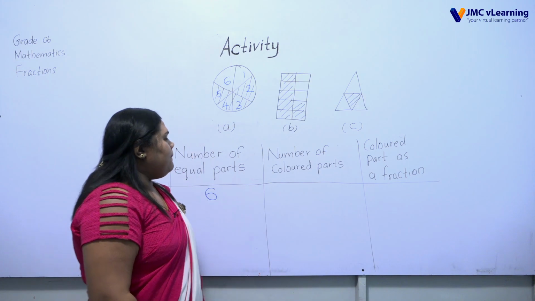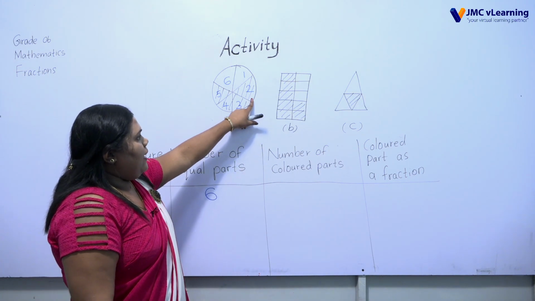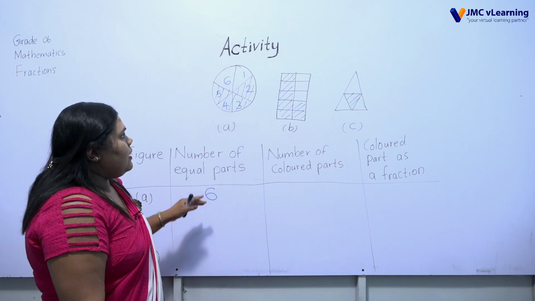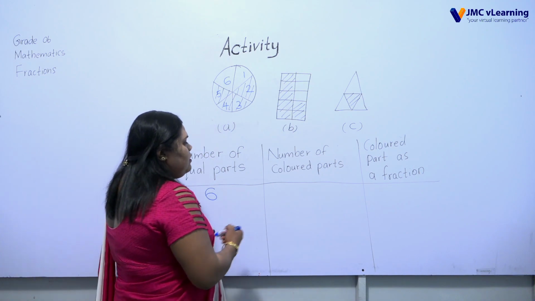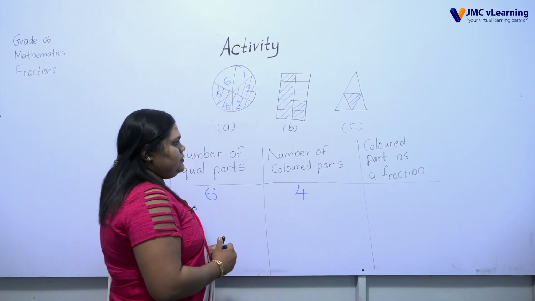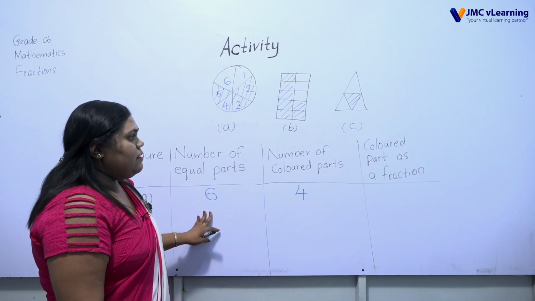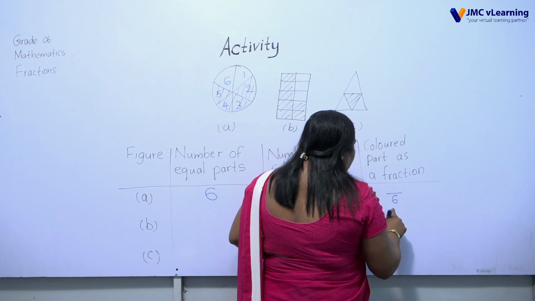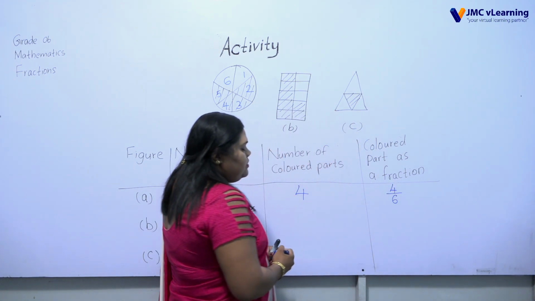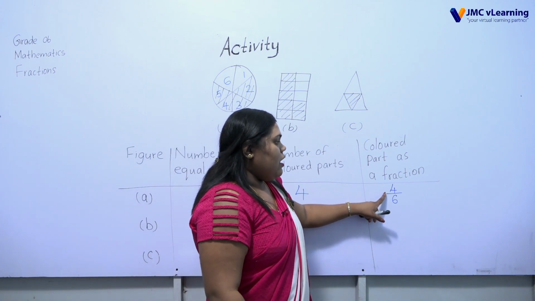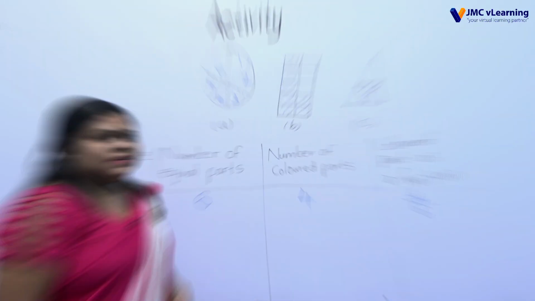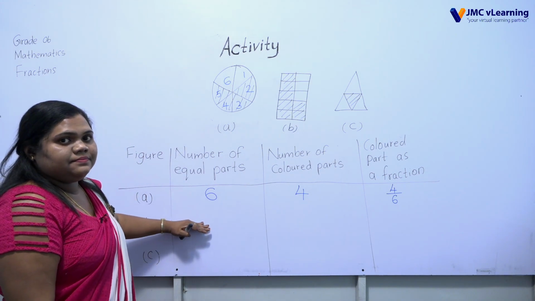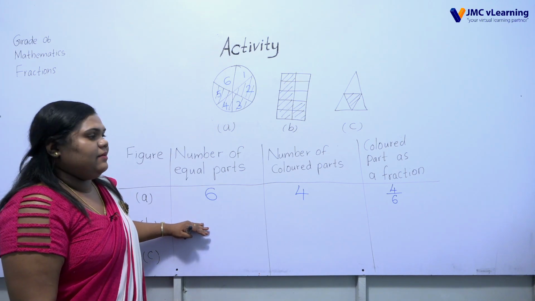Number of colored parts. 1, 2, 3, 4. 4 parts are colored. So how can we write this one as a fraction? There are 6 parts and 4 parts have color. So we can call that one as 4 out of 6. Okay, children. Now we are going to do the second one. Okay, now I need your help.